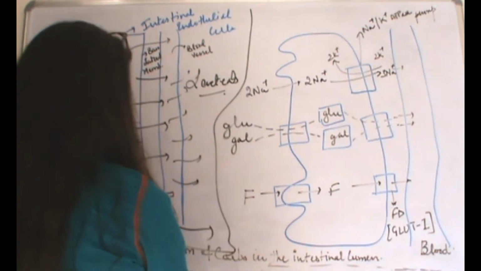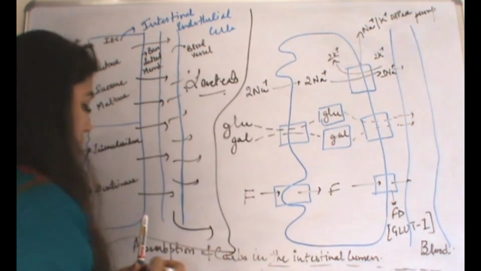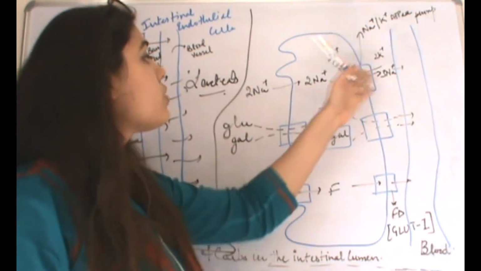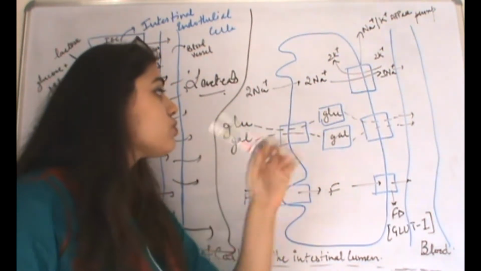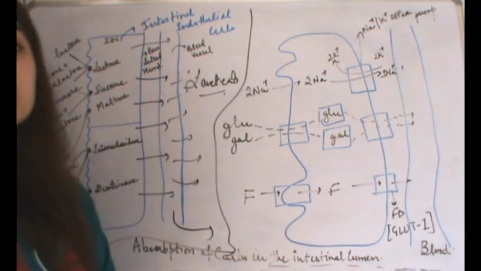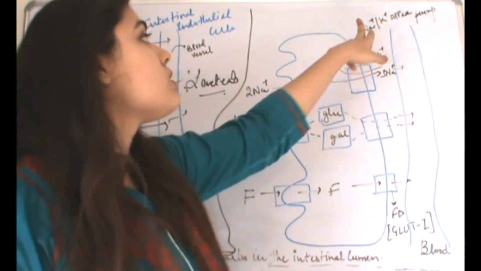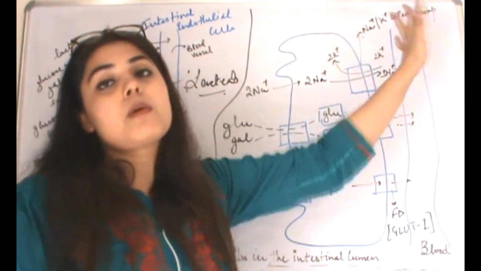Now we will be moving forward to this portion. In this we will be talking about how sodium is transported, how glucose and galactose are transported, and how fructose is transported. So what is happening here? This pump is known as a sodium potassium ATPase pump, right?